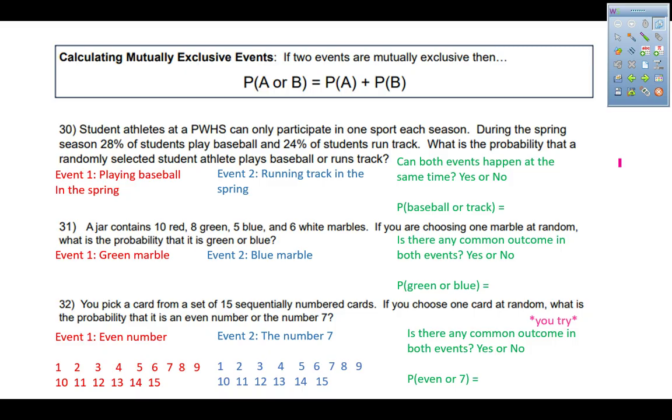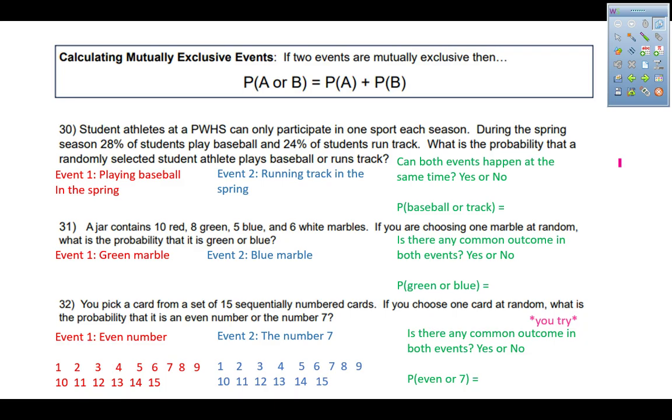It says student athletes at PWHS can only participate in one sport each season. During the spring season, 28% of students play baseball and 24% of students run track. What is the probability that a randomly selected student athlete plays baseball or runs track?